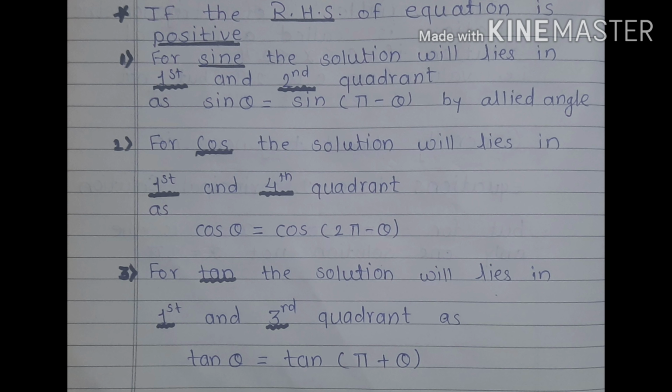While solving a trigonometric equation, if the RHS of the equation is positive, then for sine the solution will lie in first and second quadrant, as sine theta is equals to sine of pi minus theta by allied angle. For cos the solution will lie in first and fourth quadrant, as cos theta is equals to cos of 2 pi minus theta. For tan the solution will lie in first and third quadrant, as tan theta is equals to tan of pi plus theta.